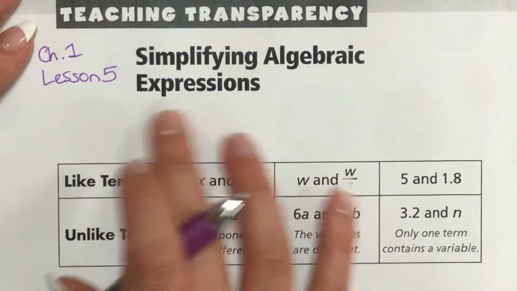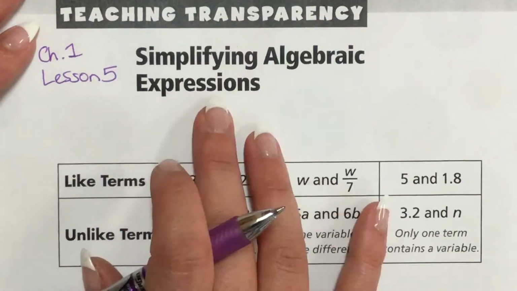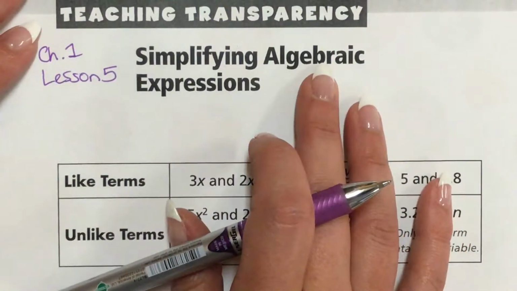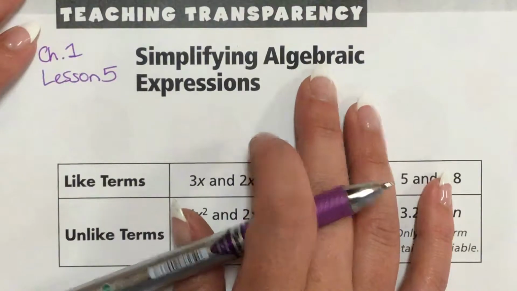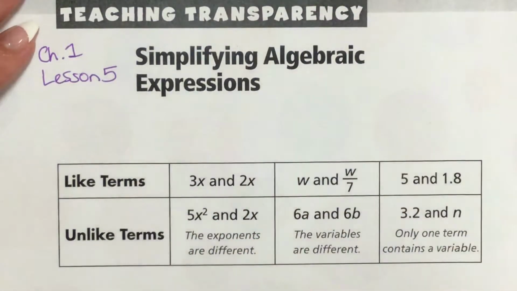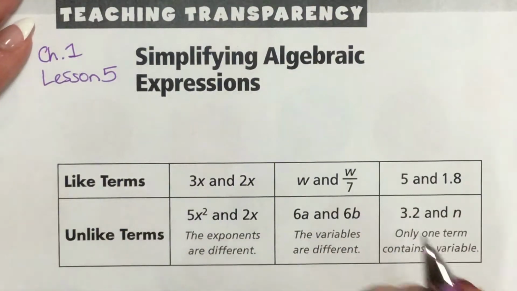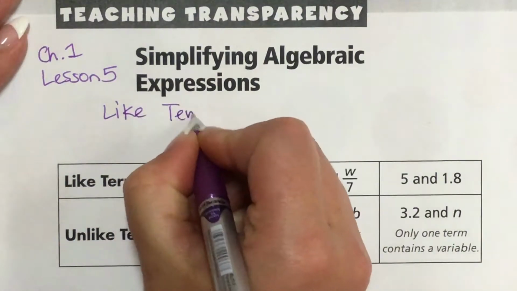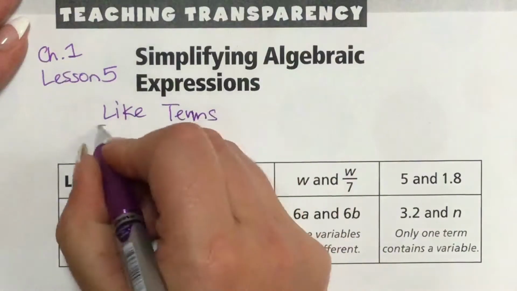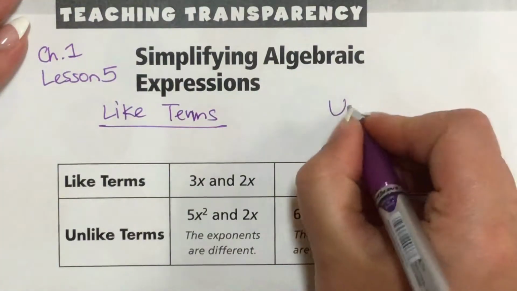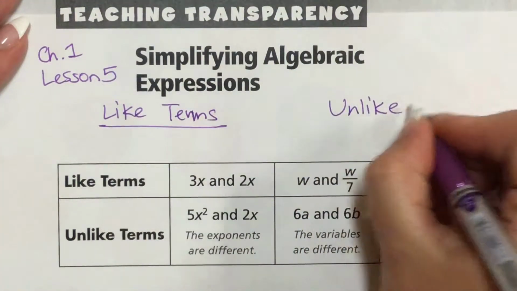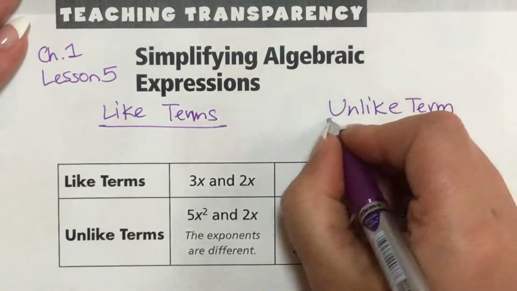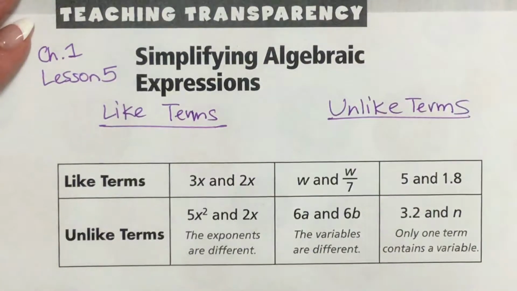Algebraic expressions, remember, expressions means we're not using equal signs, and algebra means we're using a combination of letters and numbers. So to do that, you really have to understand two different concepts. The first one are like terms and unlike terms. And that's really the nuts and bolts to this section.